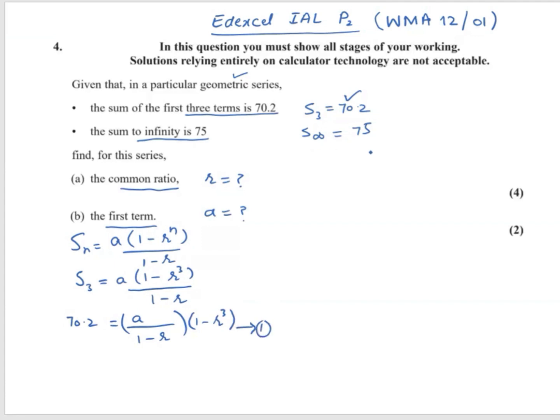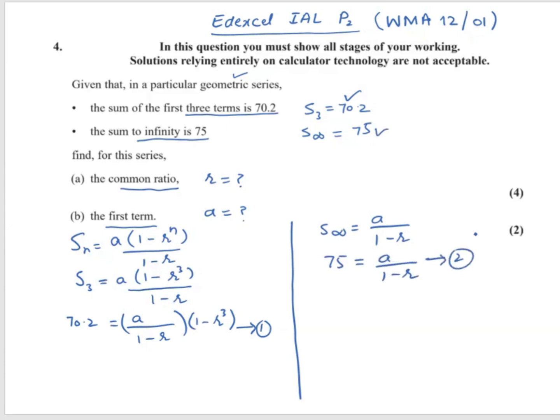Now, sum to infinity. The formula to calculate sum to infinity is S infinity equal to A by (1 minus R). S infinity is 75, so 75 is equal to A by (1 minus R). Label it as equation number 2.